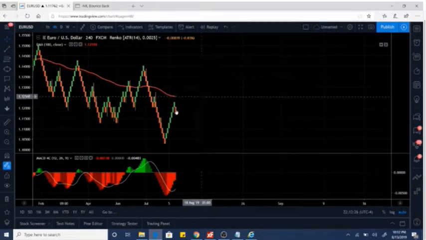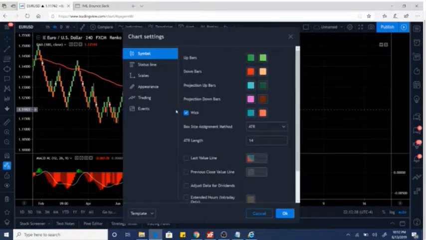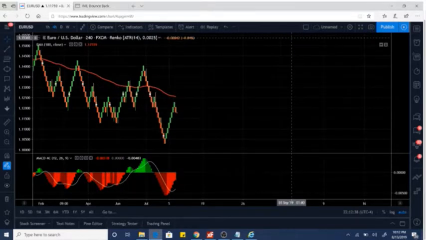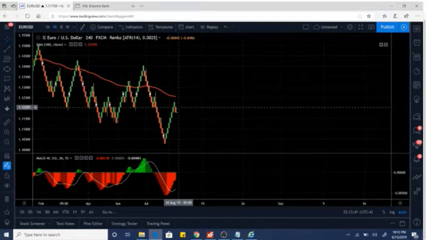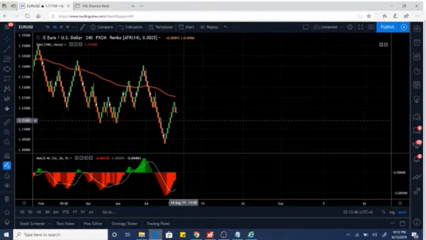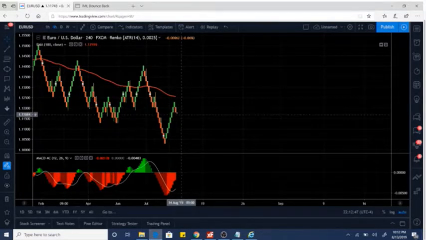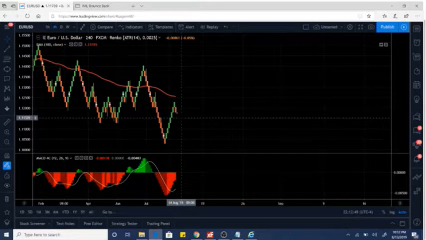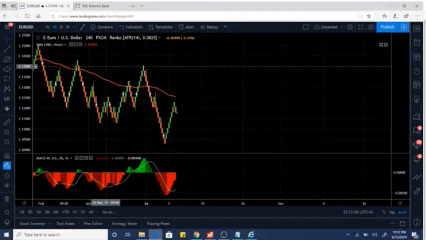Right here, and I don't know if I covered this on Sunday, probably didn't, is the box size alignment method. The ATR length is 14. What does that mean? Price has to move at least $14 in pips in order for a new brick to form.